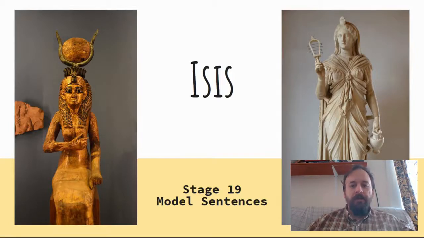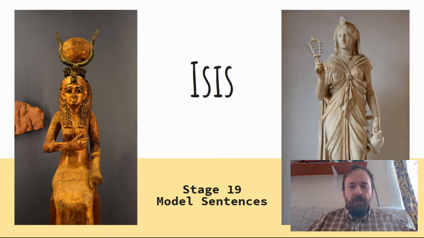So we've got stage 19 here called Isis. Isis is the Egyptian goddess. She's a goddess of lots of different things. She's the wife of Osiris. She is the mother of Horus. She plays a pretty important part in the mythology of the Egyptian religion. She's goddess of women, goddess of marriage, also the protector of sailors for some reason.